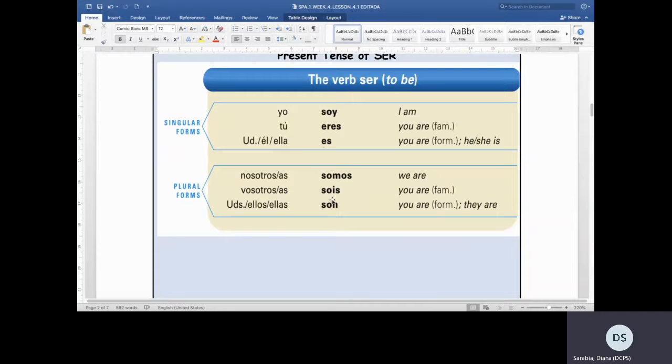Vosotros sois. Vosotras sois. This, by the way, is a form that is only used in Spain. You are not going to be tested on this form. This is just for you to know that this form exists. Ustedes son. Ellos son. Ellas son.